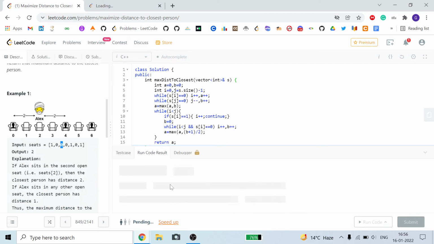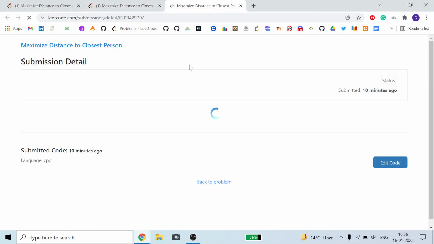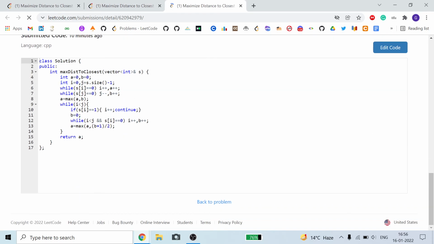I am just showing your code. You can see the submitted code. Just a minute. You can see this is my submitted code.